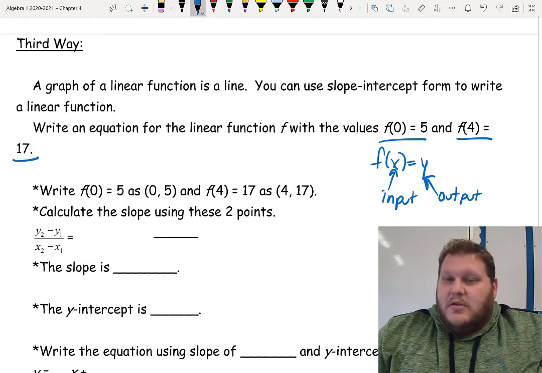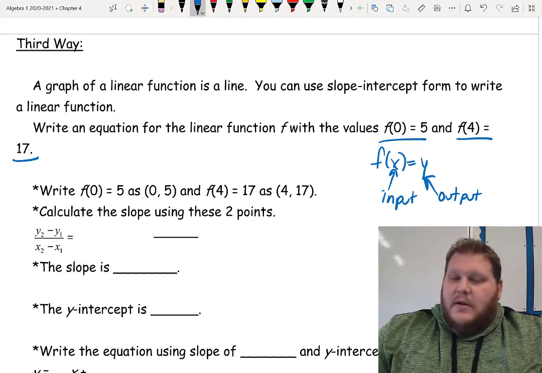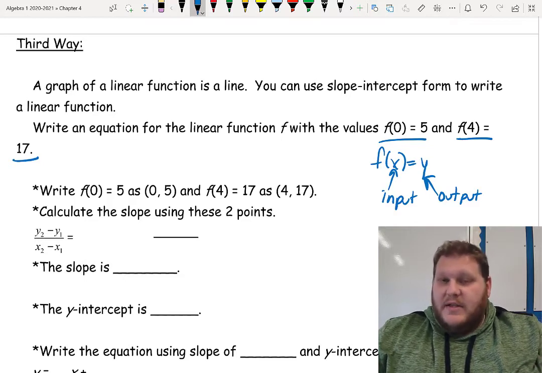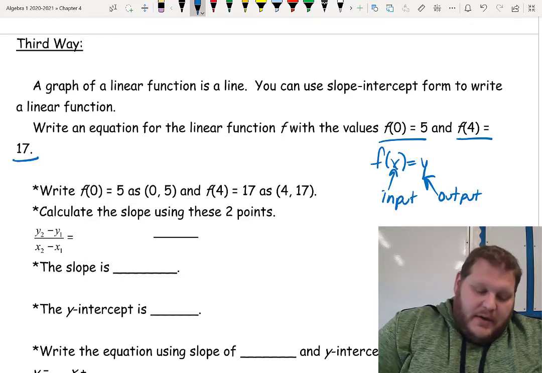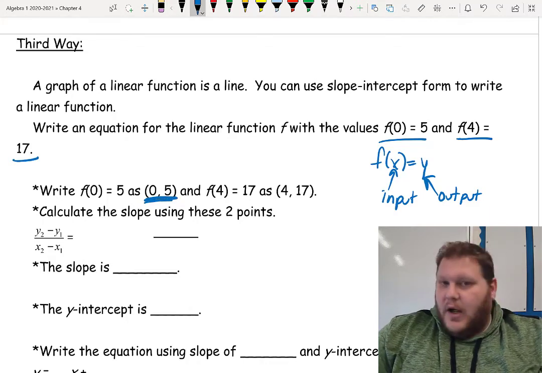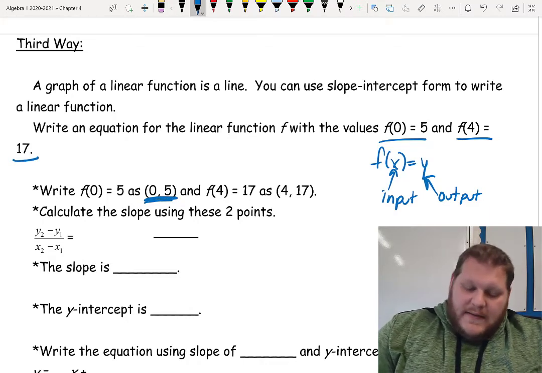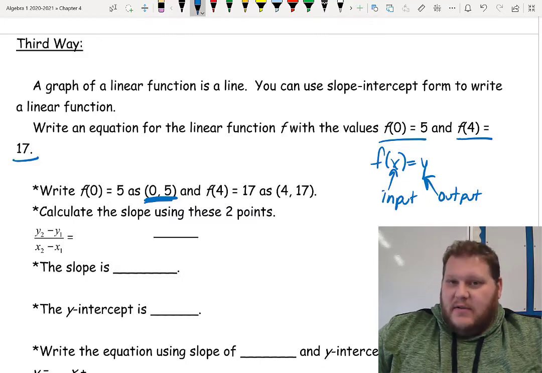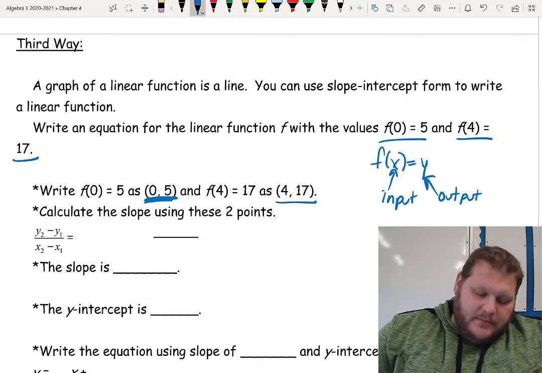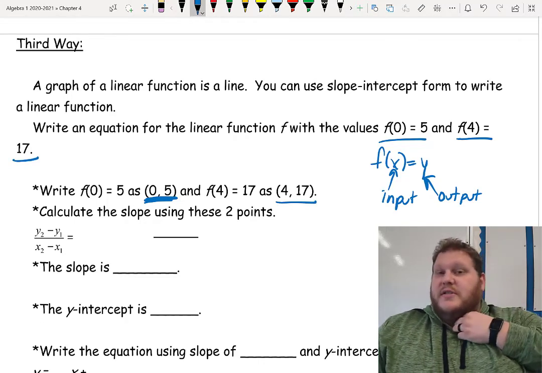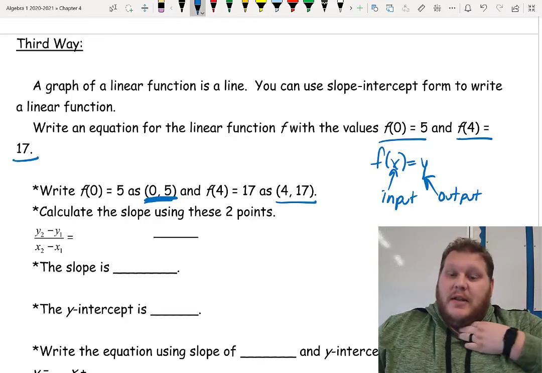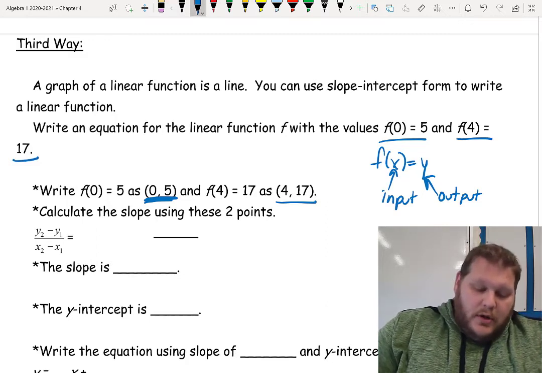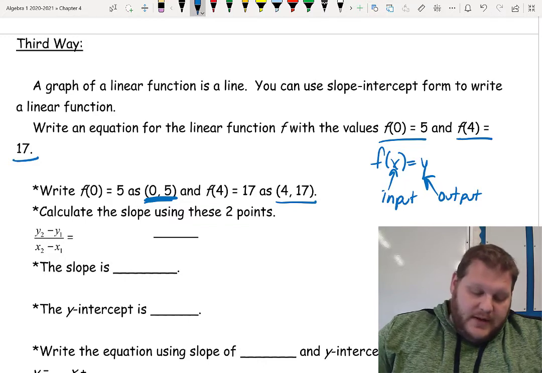So if I was going to change those two coordinates, f of 0 equals 5 tells me when my x value is 0, my y value is 5. So I have this coordinate from that function notation. And the same thing, f of 4 equaling 17 tells me that when x is 4, 17 is my y value. So I have this other point. And then from there, it's just like we did in the last problem. So you can either plot those 2 points to find your slope using slope triangles, or you can always use your slope formula for that.